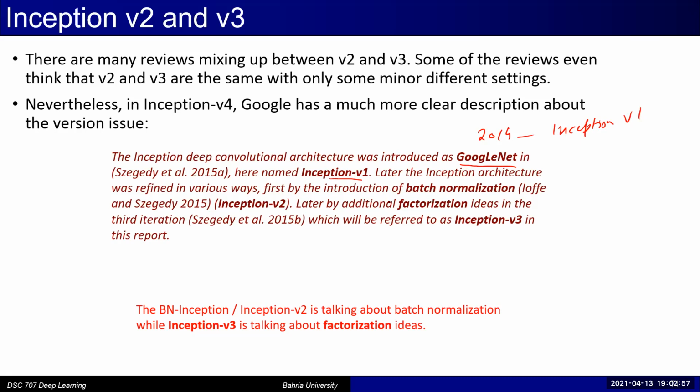Now, what are V2 and V3? The authors say that the Inception architecture was refined in various ways. First, by introduction of batch normalization, which they are calling V2. So V2 is introducing batch normalization. And later, by addition of the factorization idea in the third iteration, which they are calling V3. So in V3, the main focus is on factorization, which I will explain in a while. This is very important because some blogs or tutorials can be very confusing. So just remember that Inception V2 is about batch normalization, which we have already seen, and Inception V3 is about factorization, which we'll see in detail in a while.